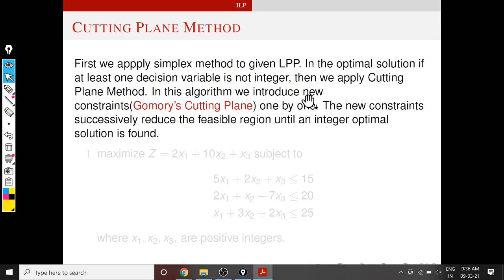The new constraints are called Gomory's cutting planes. So if at least one of the decision variables is not an integer, then we have to introduce extra constraints, called Gomory's cutting planes, one by one.